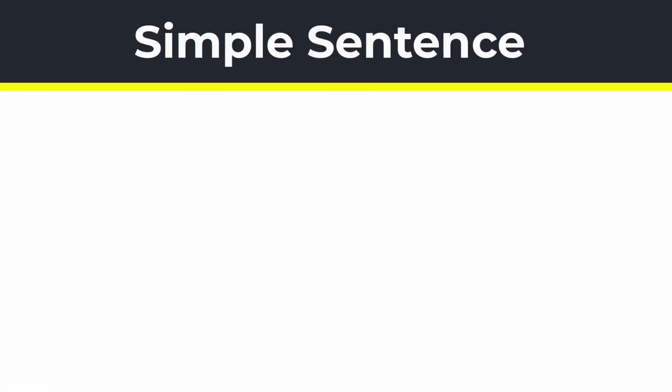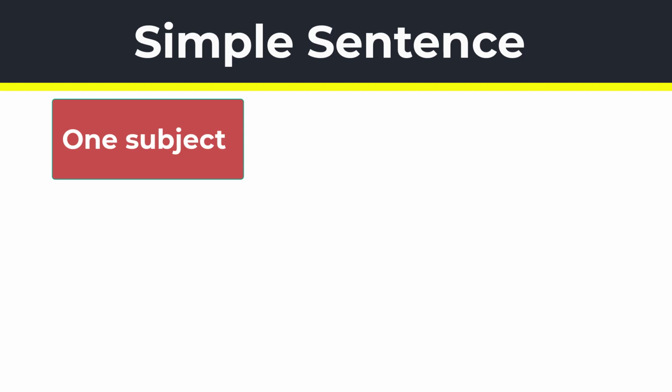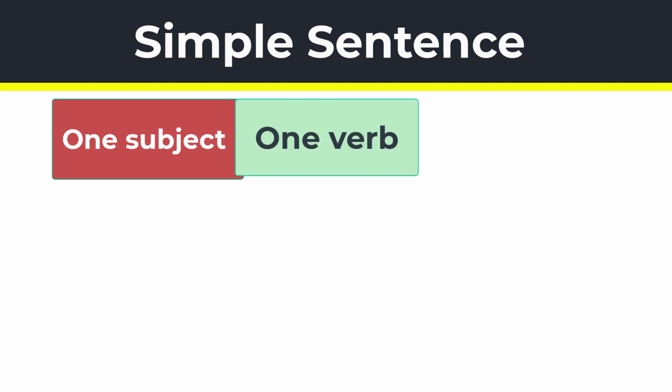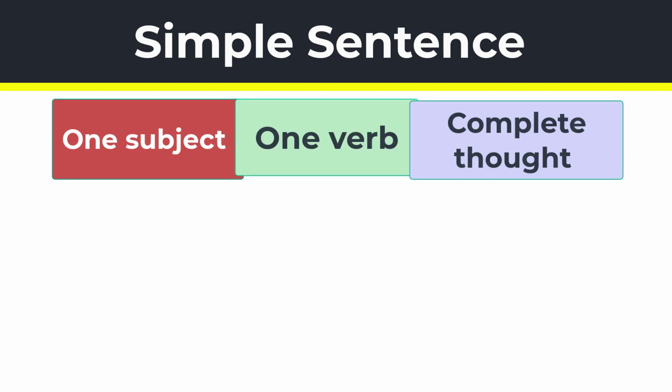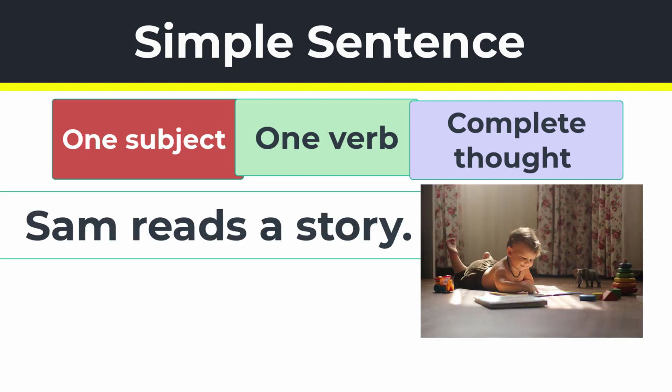Remember that a simple sentence has one subject, one verb, and a complete thought. For example, Sam reads a story. Sam is the subject, and reads is the verb, and the sentence makes a complete meaning. This is a simple sentence.